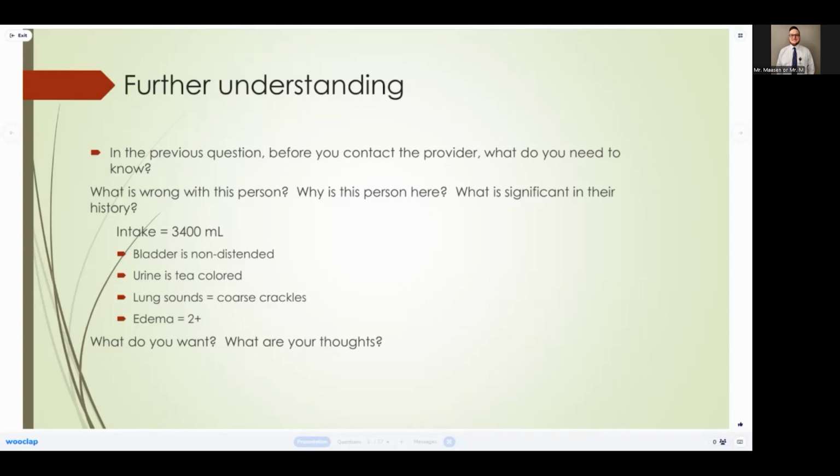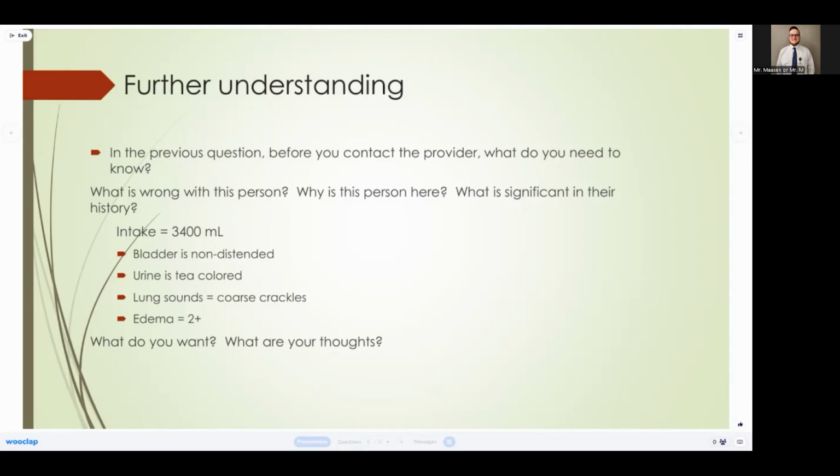So their intake 3,400. So if you kind of do that intake output math, so their intake's 3,400, they've only had 360 out. They're positive over 3 liters of fluid. It's got to be going somewhere. So you would check their bladder, bladder on palpations not distended, which is a good thing. Urine is tea colored. Well, that makes sense. Why? Urinary tract infection, and so cause smelly urine, discolored urine.